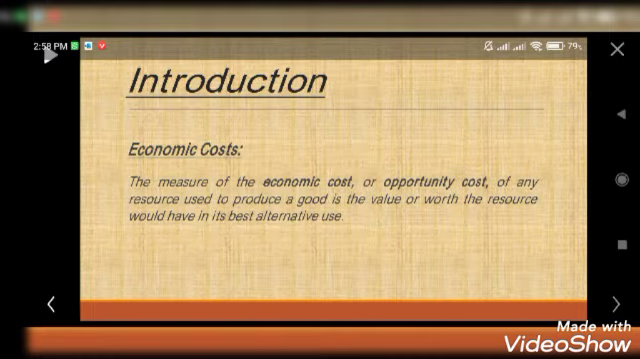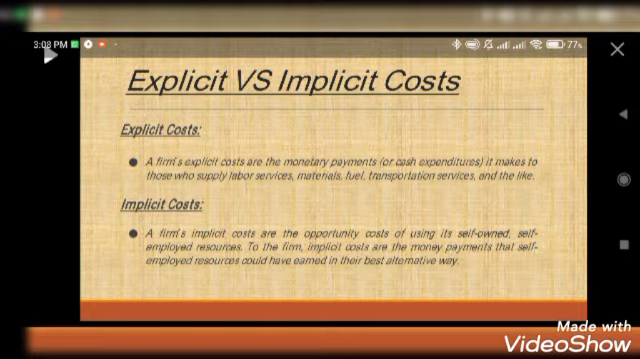As you can see in the first slide, we will describe what economic cost is. As the definition suggests, the measure of the economic cost or opportunity cost of any resource used to produce a good is the value or worth the resource would have in its best alternative use. In simpler words, economic cost is a combination of losses of any good that have a value attached to them by any one individual. It includes opportunity cost when analyzing economic decisions, for example the opportunity cost of attending college. Okay, let's move on to the next slide.